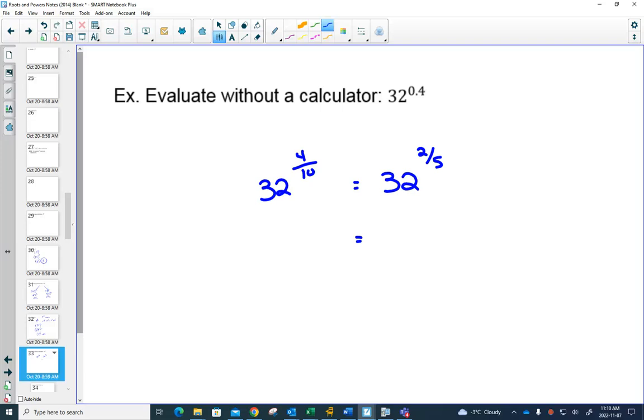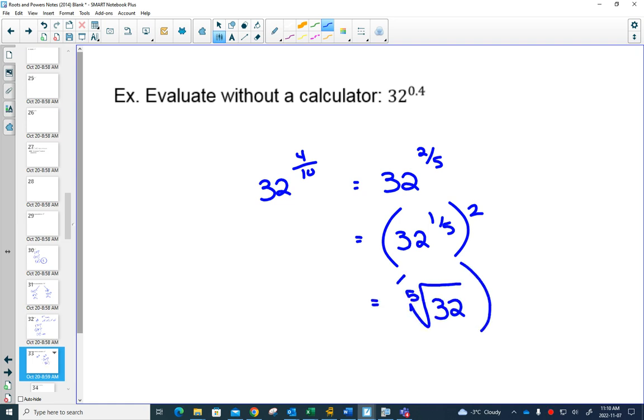You can either square first or do the 5th root first. Usually it makes sense to do the 5th root. What times what times what times what times what? The same number times by itself 5 times is 32. 2. It's going to be 2. On a non-calculator with a power of 5, there's not very many options I can give you. There's very little options I can give you.